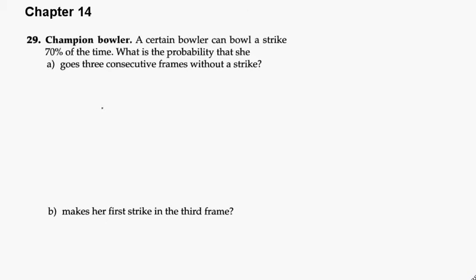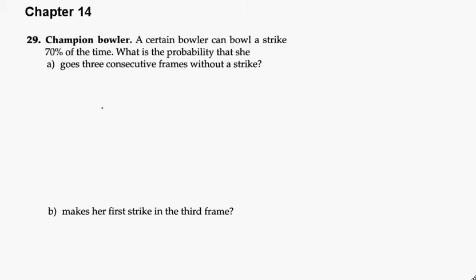This is problem 29 of chapter 14 of the textbook Stats: Modeling the World by the authors BVD. Okay, so this is about a bowler, and it's a probability problem. It turns out that the bowler has a 70% chance, or probability, of bowling a strike. If you're not a bowler, a strike means that you knock down all the pins in one roll of the ball. Okay, so we want to find out these probabilities.